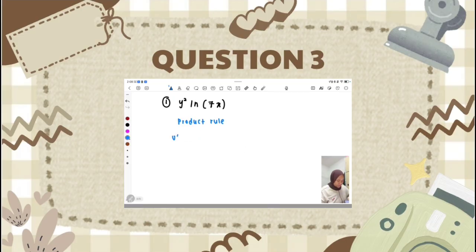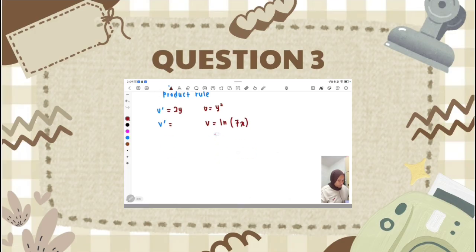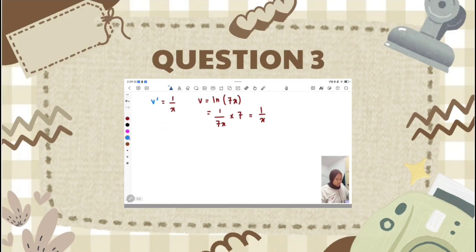So we have to find u prime and v prime. As we know, u equals y to the power of 2, and since we are going to bring down the power to the front, we will get u prime as 2y. For v prime, v equals ln 7x. After solving it, we will get 1 over x as v prime.